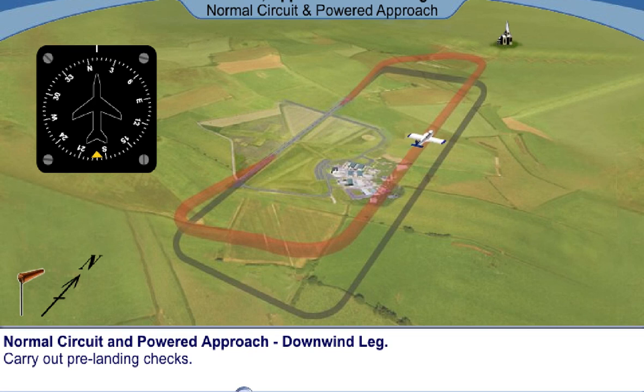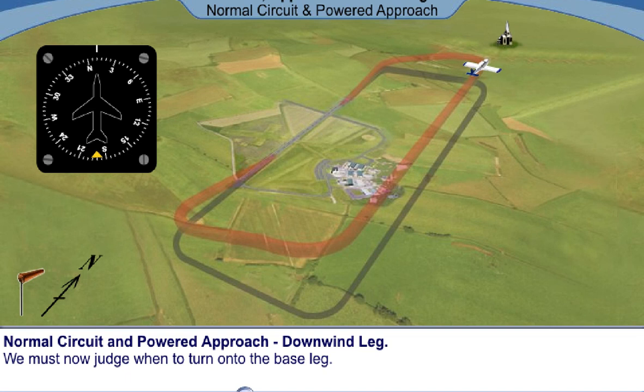Complete your checks, and when you've done so, check that you are still paralleling the runway. Monitor the airspeed and adjust power to maintain 95 knots. We must now judge when to turn onto the base leg. The distance you go downwind depends on the wind strength. Your instructor will show you how the turn-in point varies in different wind conditions.